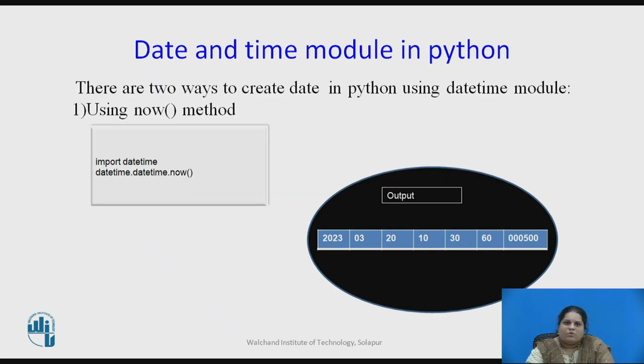Now there are two ways to create a date in Python using the datetime module. The first one is using the now method.